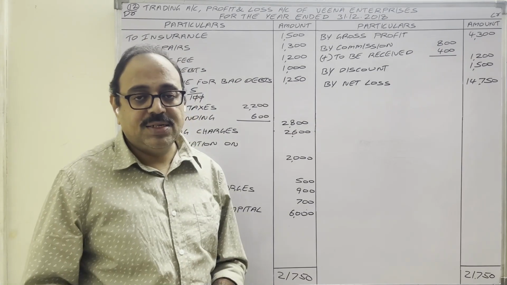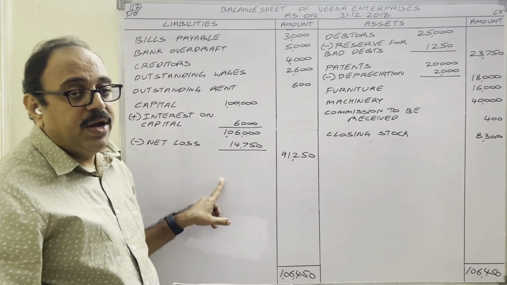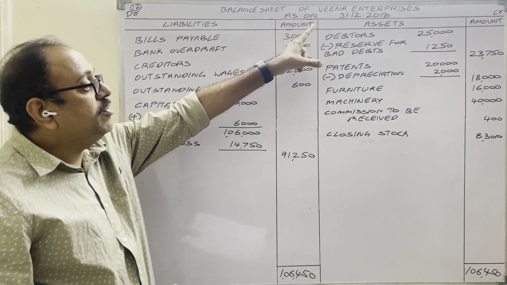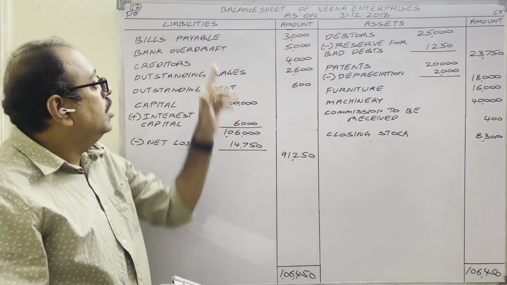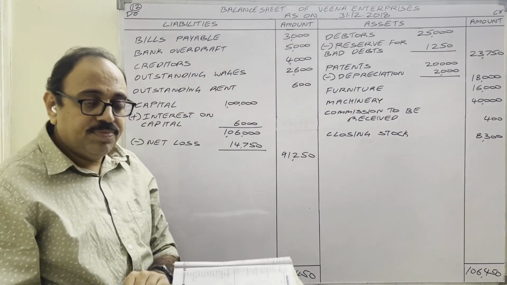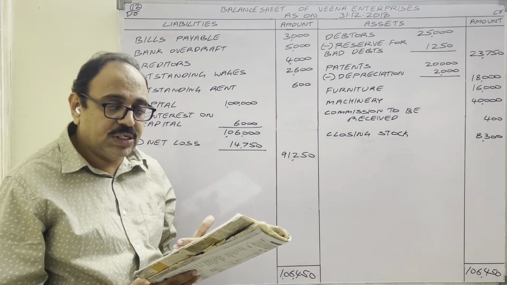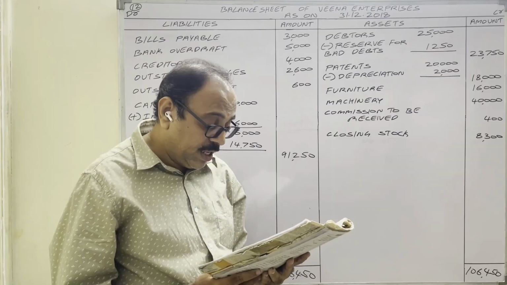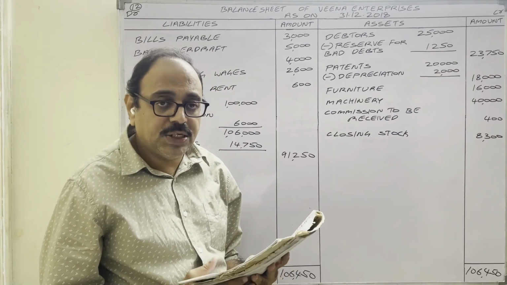Next, balance sheet. See, this is the balance sheet. Heading: Balance Sheet of Veena Enterprises as on 31st December 2018. Liabilities, amount, assets, amount. First, trial balance debit side we'll see, means assets side. Purchases, opening stock, returns, debtor. Debtor is an asset, no?